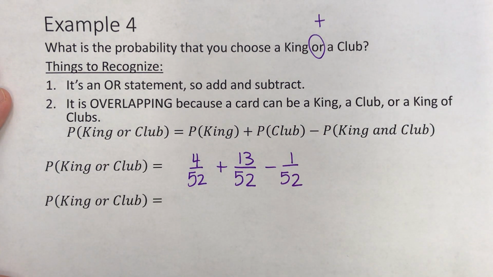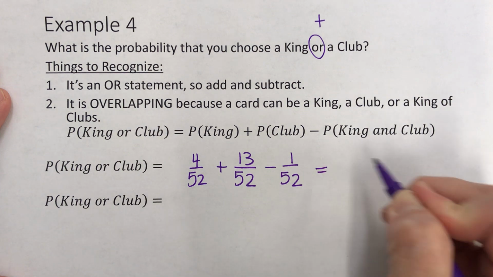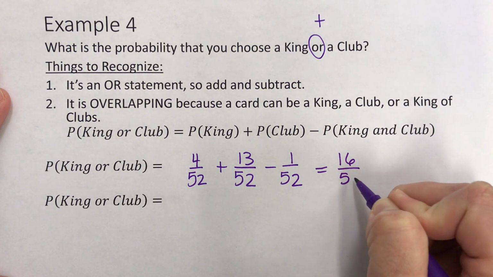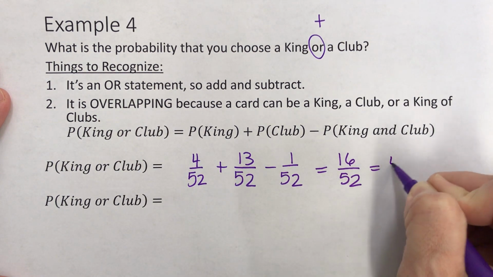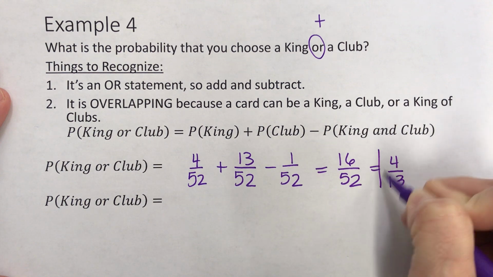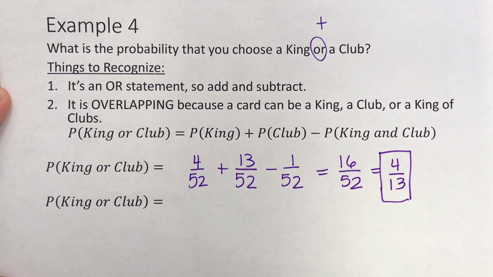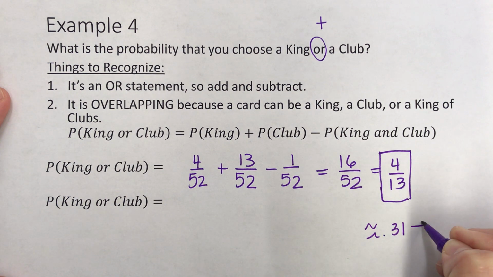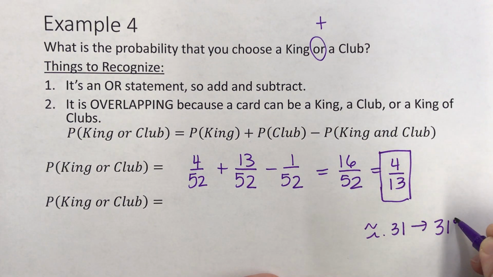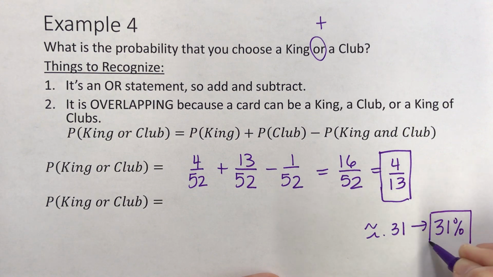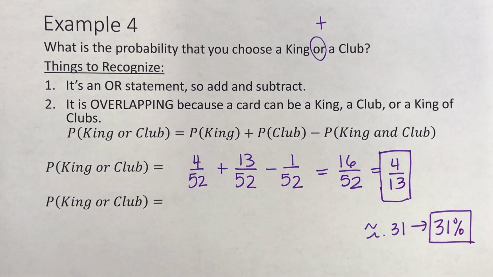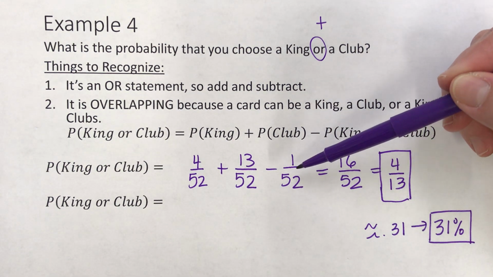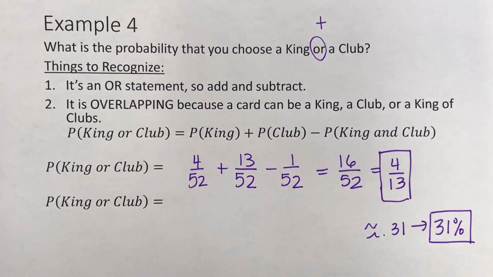So we have 16 over 52, which reduces to 4 over 13 as a reduced fraction. That's about 0.31, 31%. Okay, so for overlapping events, you always want to take out the overlap so you do not count it twice.